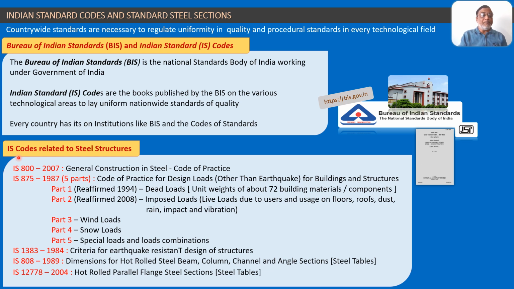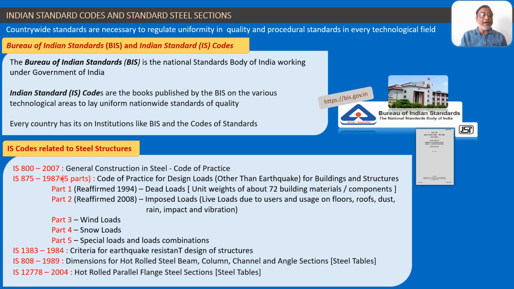Now we see a brief list of the Indian Standard Codes related to steel structures. The first and most common and most important Indian Standard Code is IS 800-2007, which is for General Construction in Steel Code of Practice.